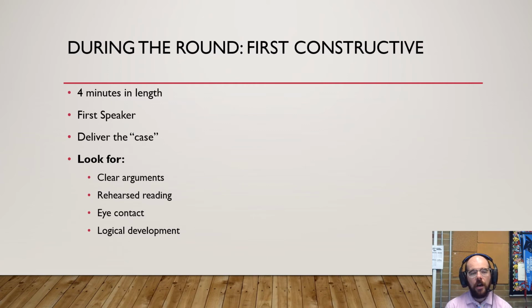To start, we start the round with the first constructive speeches from each team. These speeches are 4 minutes in length, and they are delivered by the first speaker on each team. During this time, they will be delivering what's called their case. These are the main arguments that they are making throughout the round. While you're listening to this, you should look for clear argumentation, rehearsed reading, some eye contact, and a logical development of their arguments.